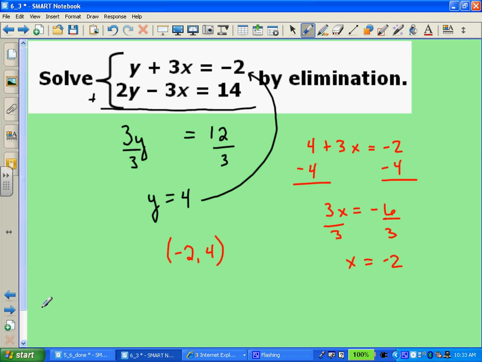And then once again I want to check that just to make sure that it works. So I'd have 4 plus 3 times negative 2 equals negative 2. So that's 4 plus negative 6 equals negative 2. So that works.